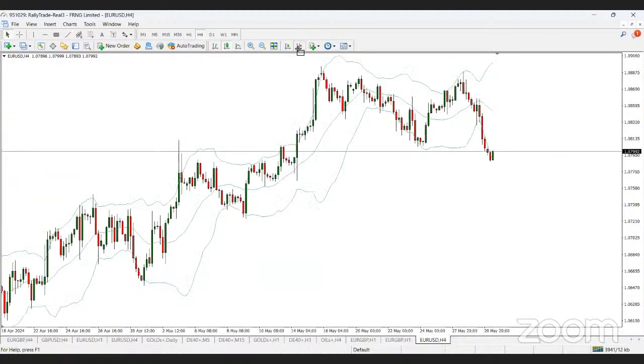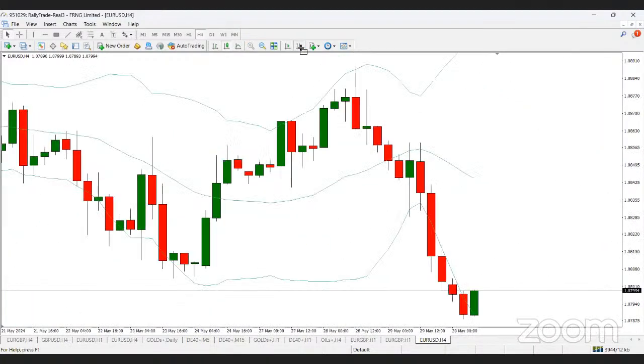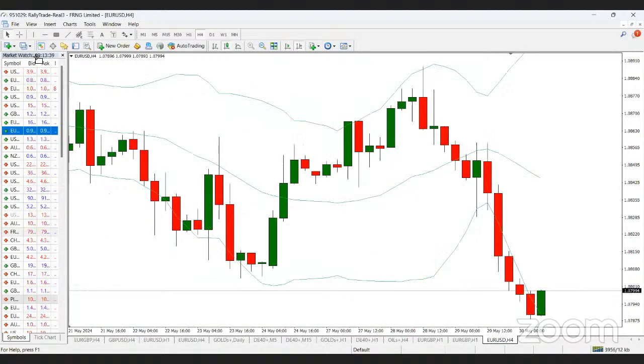With H4, there could be a signal, but we need to wait for this bar to close. If it closes green as it is, let me just check. This one started at 8 o'clock, and of course it will end at 12 o'clock. So we need to wait about 3 more hours. Looking here, oh, this is 9. All right, so we need to wait 2 more hours for us to place a buy.